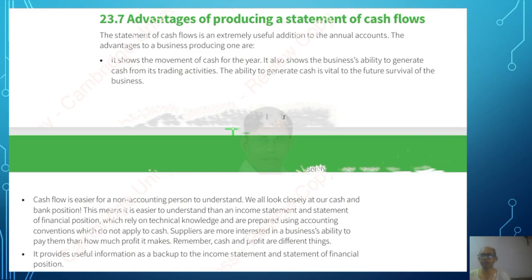This means it is easier to understand than an income statement and statement of financial position, which rely on technical knowledge and are prepared using accounting conventions which do not apply to cash. Some stakeholders are more interested in a business's ability to pay them than in how much profit it makes. Remember, cash and profit are different things. It provides useful links as a backup to the income statement and statement of financial position.